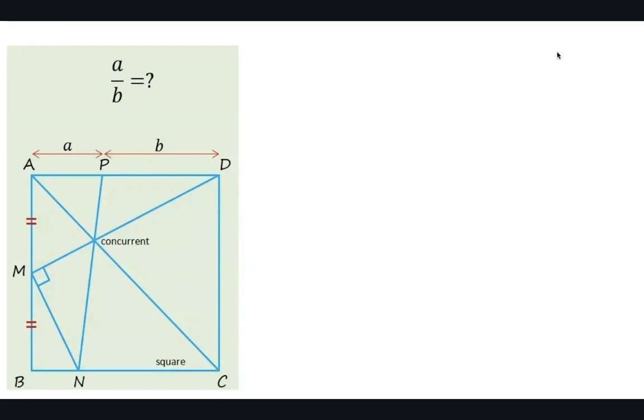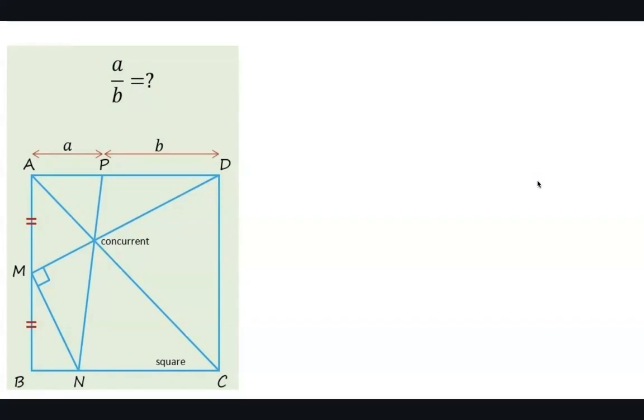Let us try this question today. There is a square given, ABCD square, and we have to find the ratio A to B, which is nothing but length AP to PD in this diagram. Now let us first understand how the diagram itself is drawn.